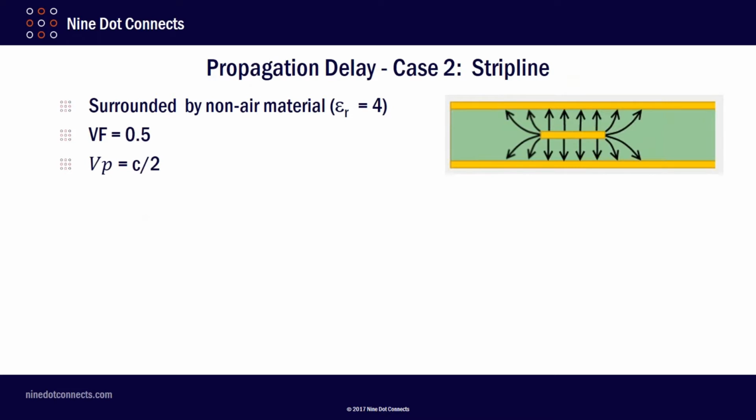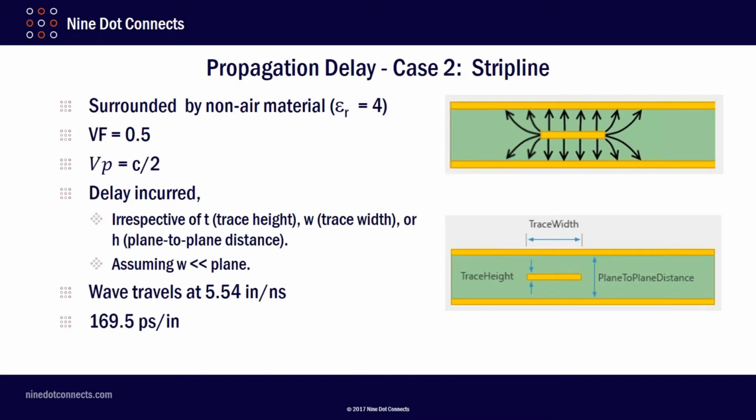In case number 2, stripline, where you have a trace that's actually down inside a PCB, if we use FR4, for example, and have epsilon r equaling 4, the speed being half, then it's also half the speed of light. Now, interesting enough, the delay incurred is irrespective of t, that is the trace height, the thickness of the copper, and the width of the trace, or the plane-to-plane distance, in other words, how thick the substrate is. The only thing that matters is what epsilon r is for this dielectric material. Therefore, you'll see that it calculates out to 169.5 picoseconds per inch.